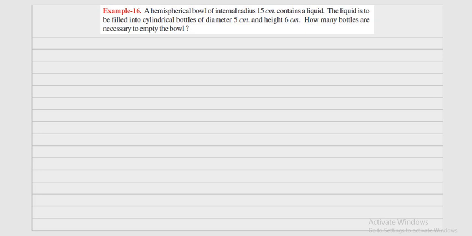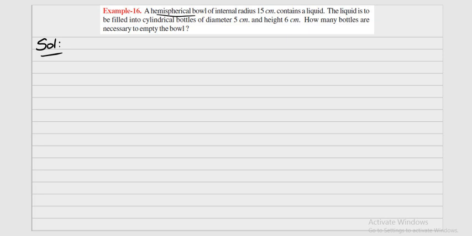So in this video we are going to discuss the remaining problems of this particular chapter, mensuration related to conversion of solids, right? So already we know that in conversion of solids volumes remains constant, right? So based on this we are going to do some more problems related to this, right?